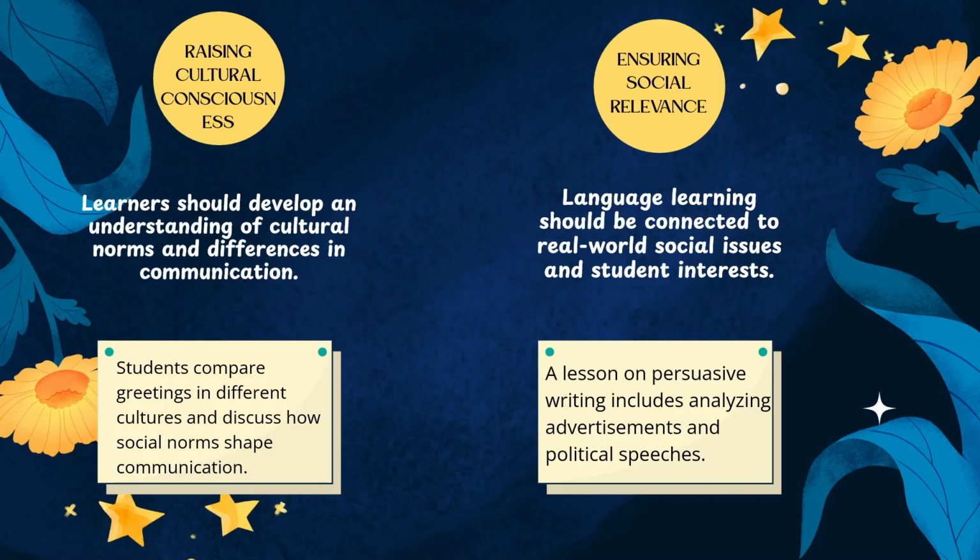Next is raising cultural consciousness. So learners should develop an understanding of cultural norms and differences in communication. So for example, students can compare greetings in different cultures and discuss how social norms shape their communication. And the next, ensuring social relevance. Language learning should be connected to real world social issues and students' interests. So, for example, lessons on persuasive writing include analyzing advertisements and political speeches.